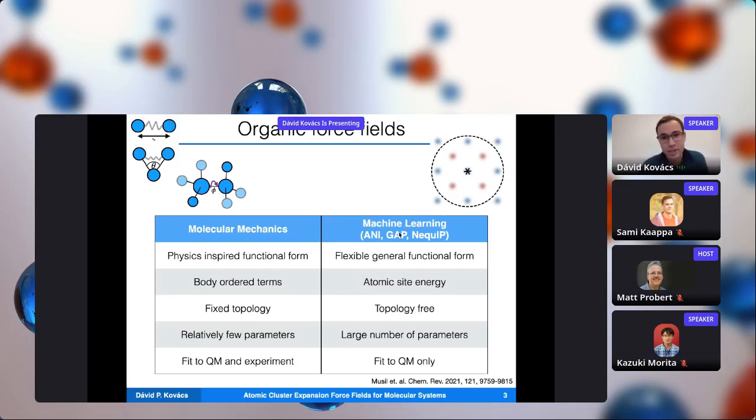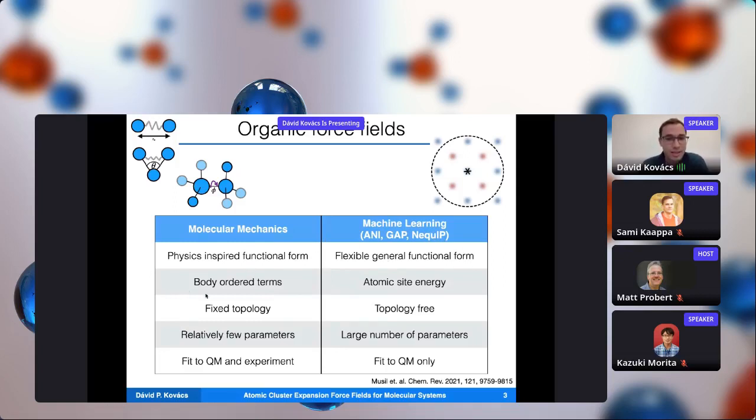Whereas the machine learning force fields, here I am listing a few, so the neural network ANI, or similar to the Behler-Parrinello neural networks, or GAP, which is a GP, and then there is NequIP, which is a graph neural network, kind of a generalization of SchNet. So these have a very flexible, very general functional form without any kind of restrictions.